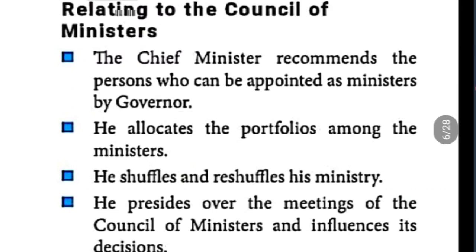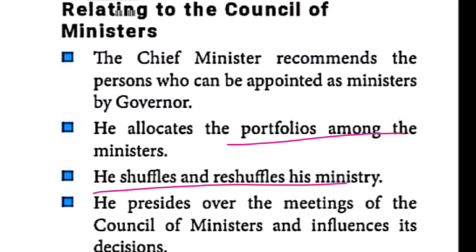The second one: he allocates, otherwise he allots. The chief minister can allot the portfolios. What is meant by portfolios, children? Departments. Departments among the ministers; portfolios means departments. The third one: he shuffles and reshuffles. What is meant by shuffle and reshuffle? He has the right to change his ministry. When he finds any fault with the ministers, he can at once change the ministry.